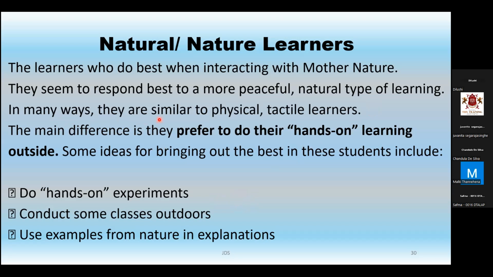In many ways they are similar to physical or tactile learners. They learn by engaging in hands-on learning experiences. But those hands-on learning experiences will be more towards nature. Outdoor classroom, playing in the playground, right? That is how they learn in a naturalistic environment.